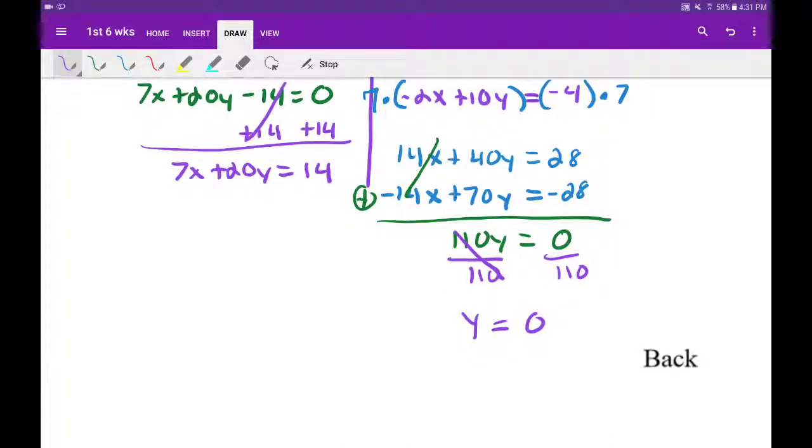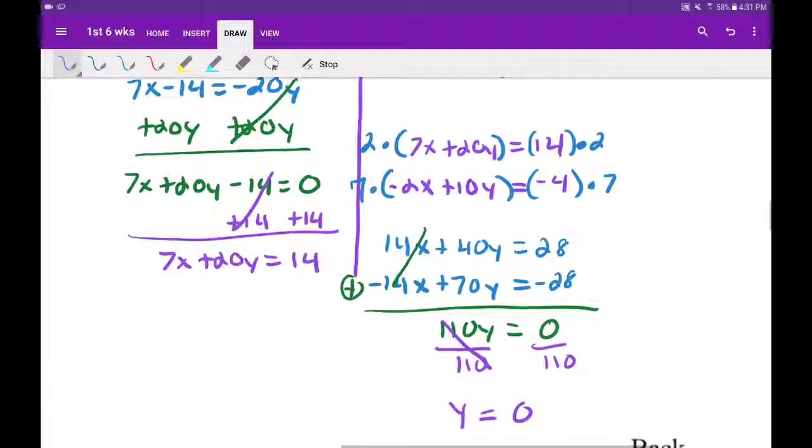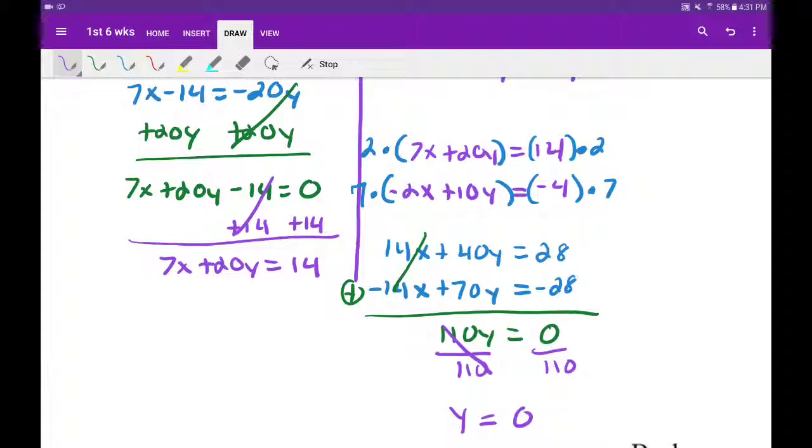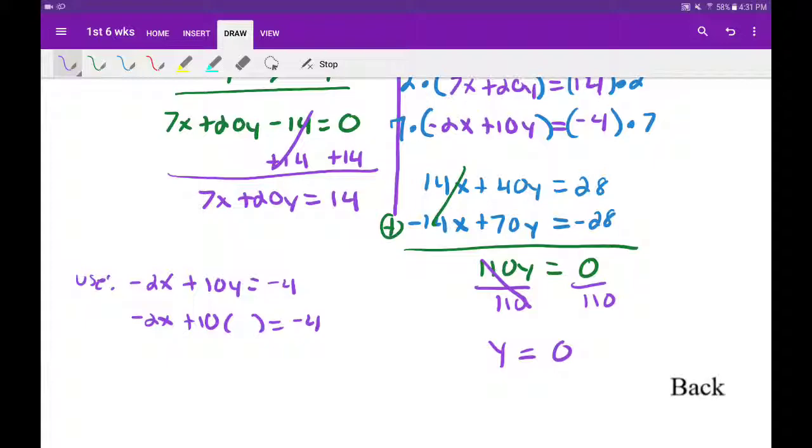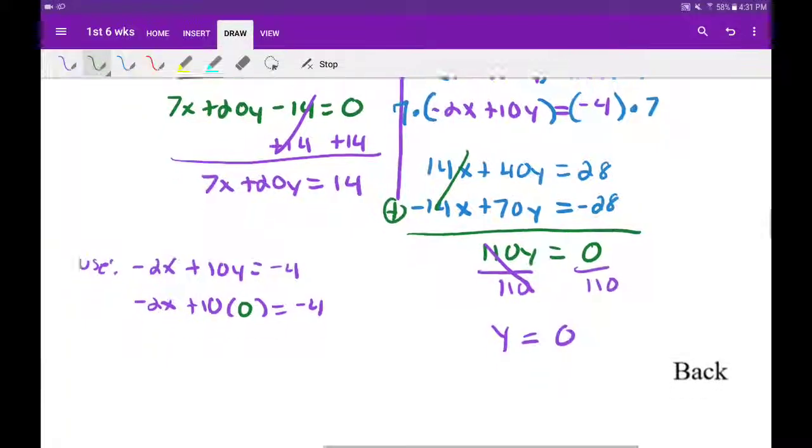All right. So now that we have y equal to a number, we can then pick any equation and plug it back into the other one, so it doesn't matter. Let's use the bottom one. So we use negative 2x plus 10y equals negative 4. Okay, so I'm going to plug 0 into y. So negative 2x plus 10 times 0 equals negative 4.